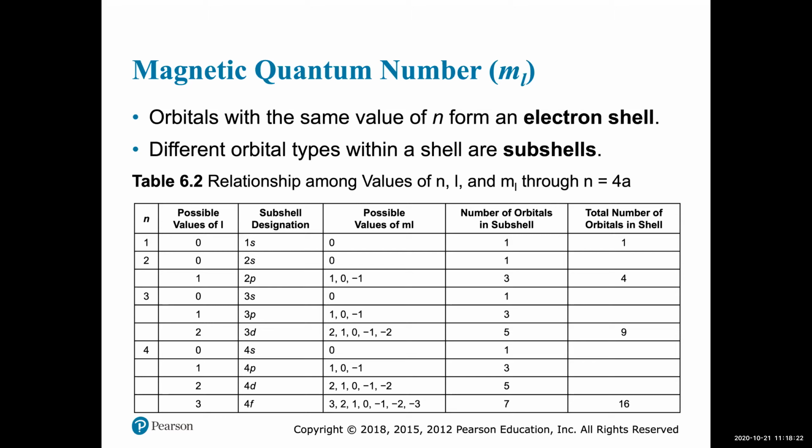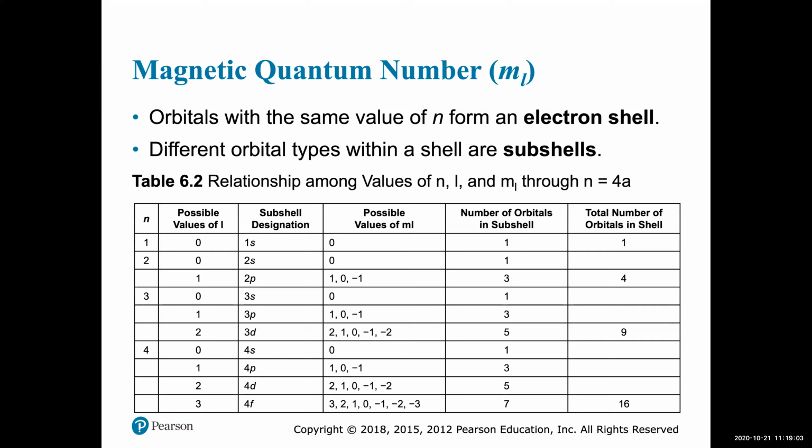Now with n equals 3, that gives us 3 values for L, 0, 1, and 2. So we have 0 and 1 similar to what we saw previously with 3s and 3p, but now we have the 3d subshell as well. And with that, we have 5 possible values for ML: 2, 1, 0, -1, and -2. So we have 5 orbitals in that subshell from the 3d. We have 3 from the 3p, and we have 1 from the 3s for a total of 9.